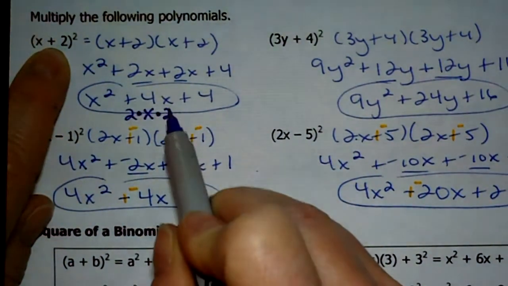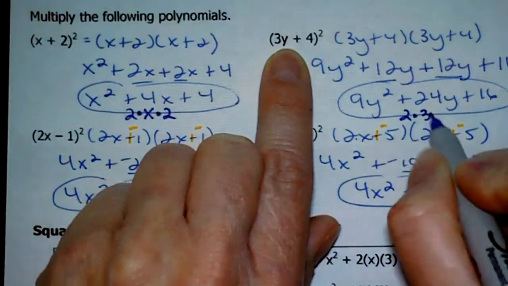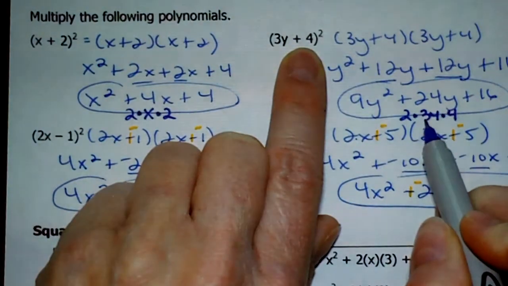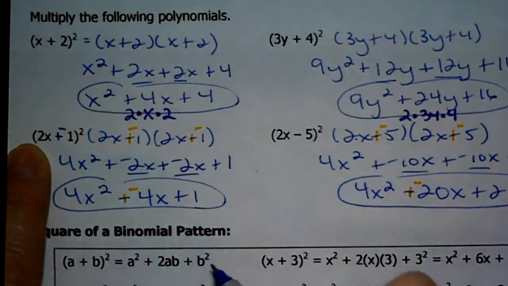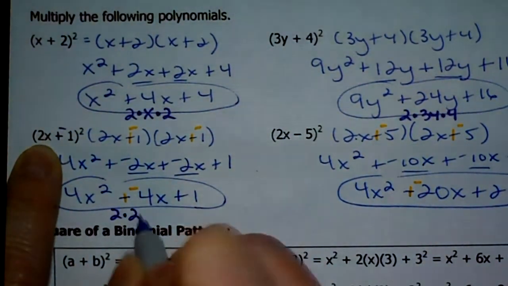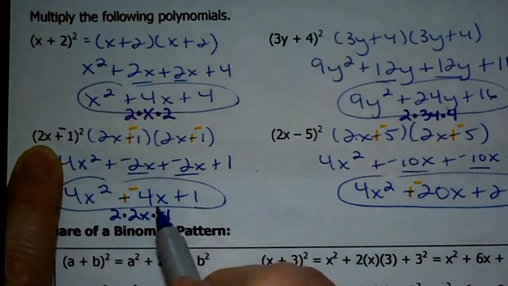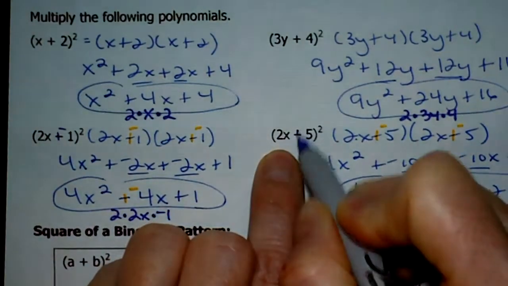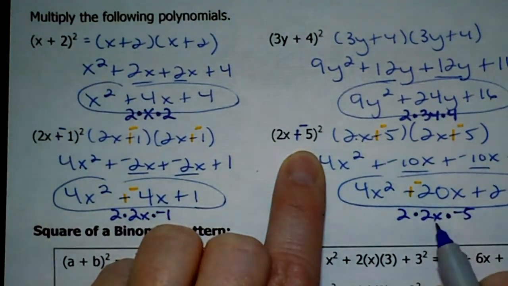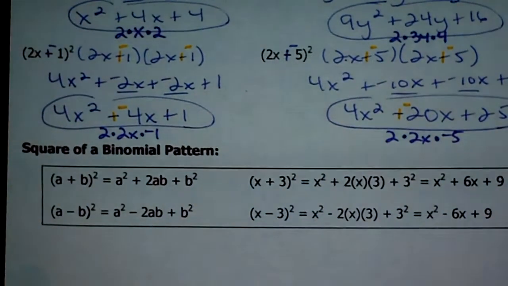Isn't 2 times x times 2 4x? Yes. To get this 24, take 2 times a times b. 2 times 3y is 6y. 6y times 4 is 24y. Over here, if we did change that, I would have 2 times a times b. 2 times 2x is 4x. 4x times -1 is -4x. And the last one, if you take 2 times 2x times, and that would be a -5, 2 times 2x is 4x times -5 is -20x. So basically, this little box down here sums up what this rule is, or the pattern is.